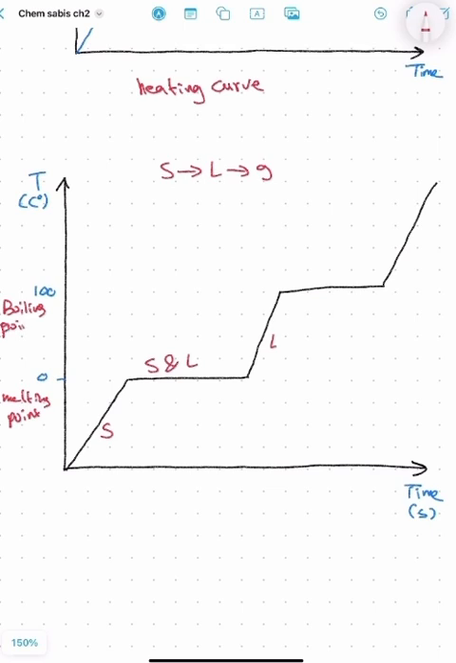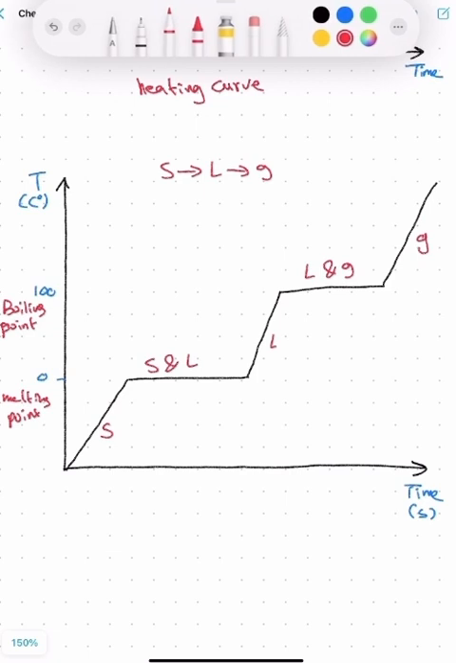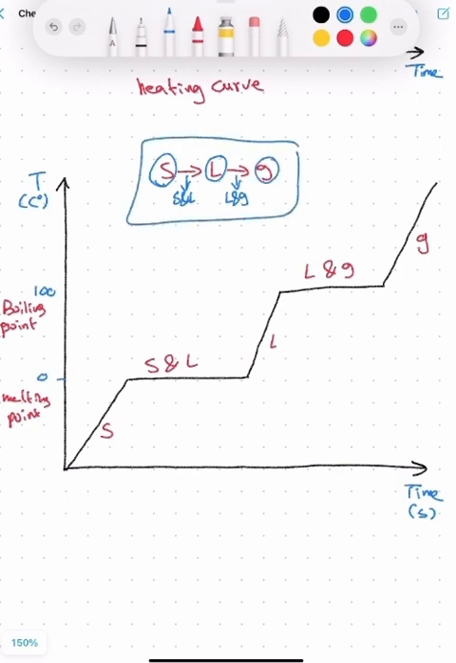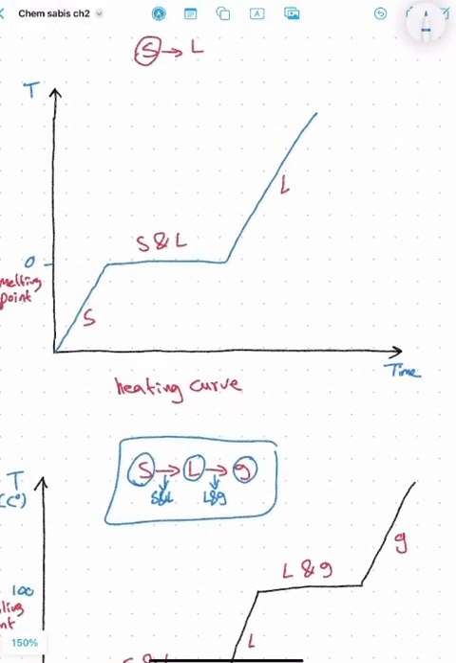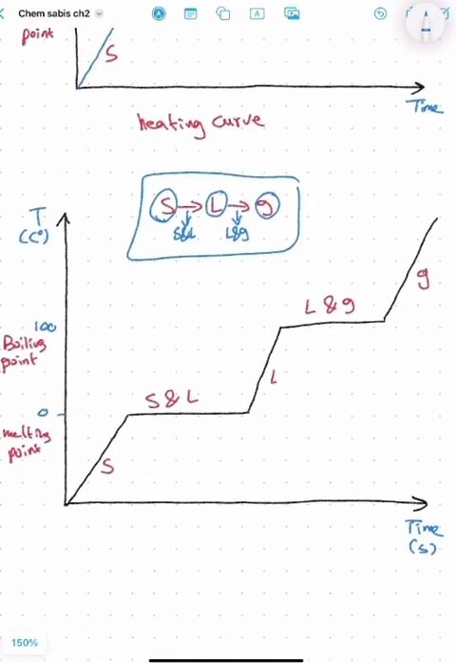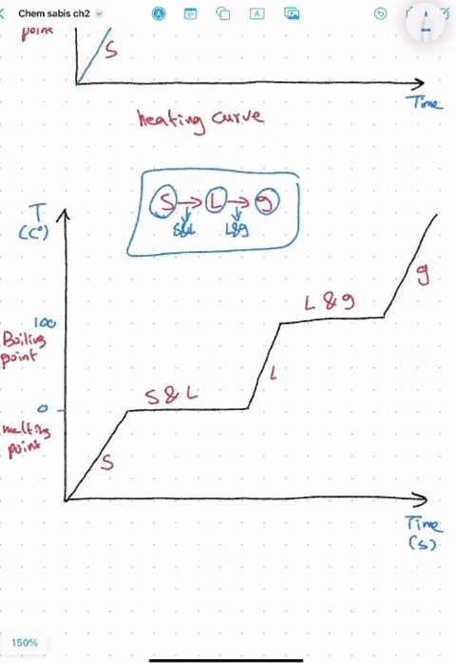meaning liquid and gas, both of them exist. So at the end you should have gas. So look, you started with solid, in the middle solid and liquid, so you have liquid, in the middle liquid and gas, and at the end we have gas. Just do this and you'll know. Don't get confused. The only difference is here we have one straight line, so it's only from solid to liquid, okay? Here we have two straight lines, meaning it's solid to liquid, then to gas.